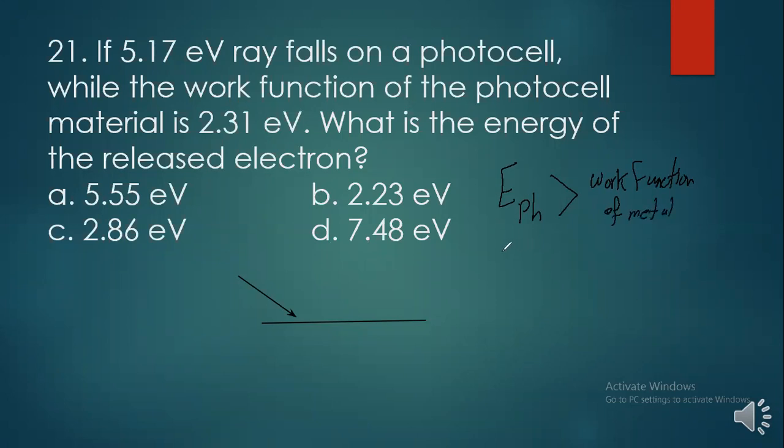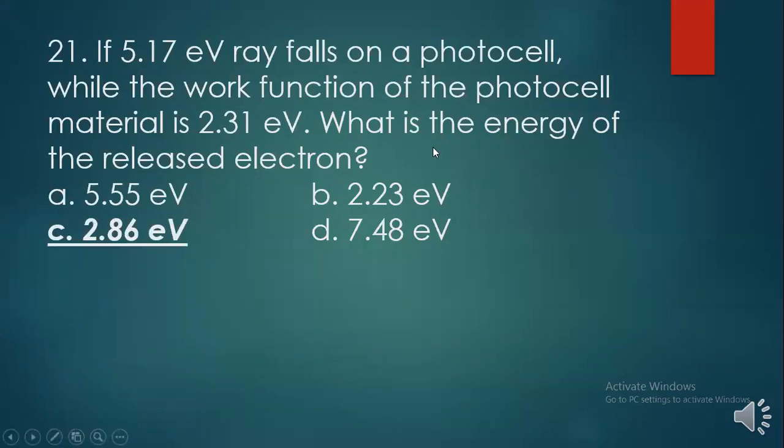So in this case, the energy of the electron that would come out would be equal to the energy of the photon minus the work function, which has this symbol, right? So here, the energy of the photon is 5.17 minus the work function, which is 2.31. When you subtract them, the final answer would be 2.86 electron volt, right?